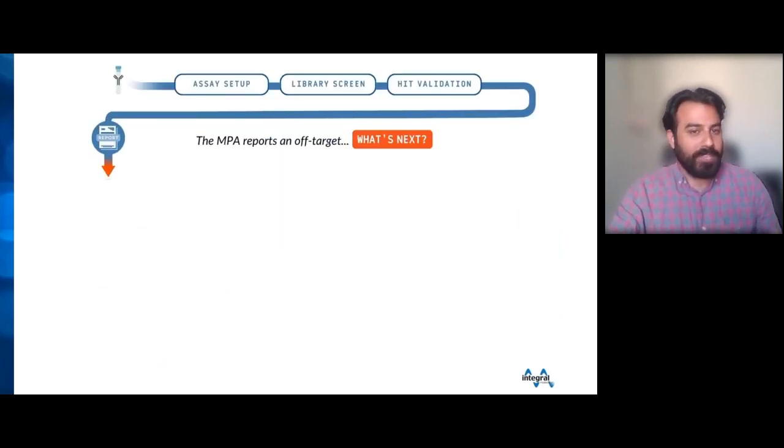Now, at the end of a project, say you find an off-target binding interaction, what should you do next?